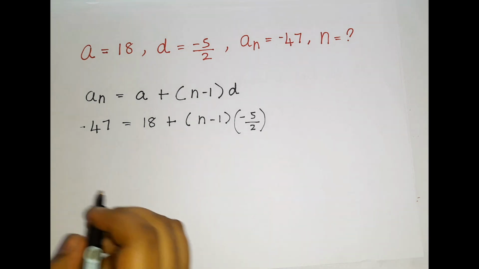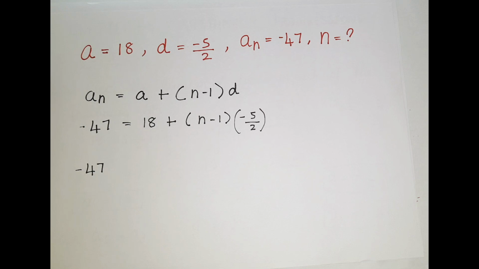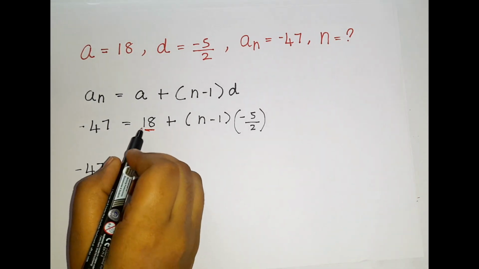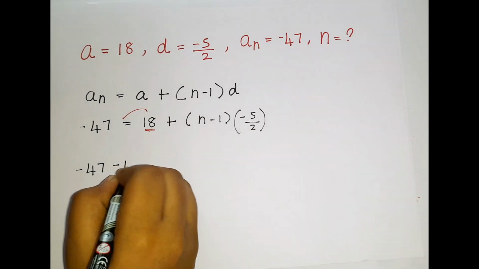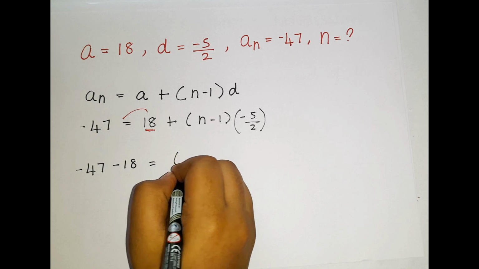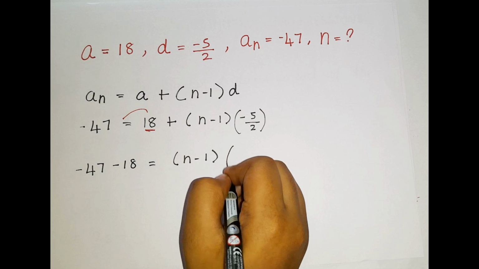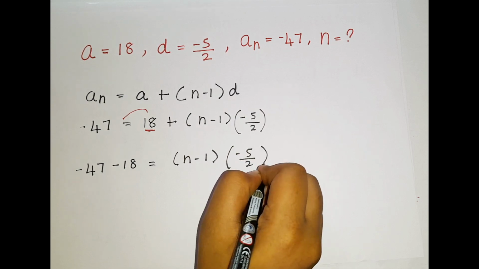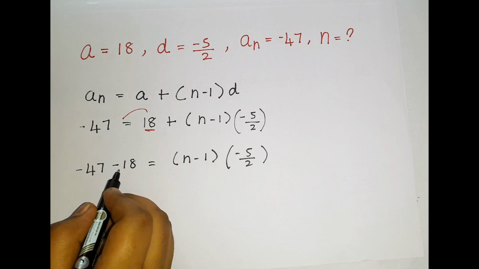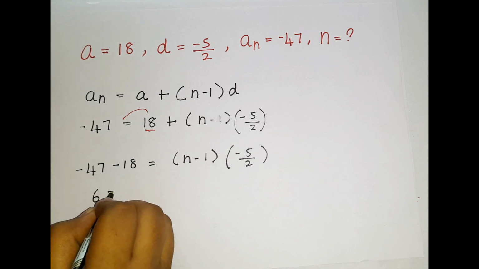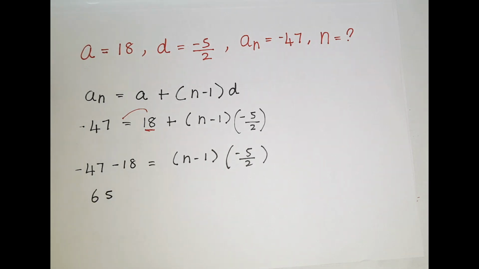Now what can we do? Let us write the minus 47 as it is. This 18 is plus 18, right? So when I get it to this side, it changes into minus 18. So minus 18 is equal to, let us write N minus 1 inside the bracket as it is, and this also as it is. Minus minus is plus, so when I add them now, I get 65.